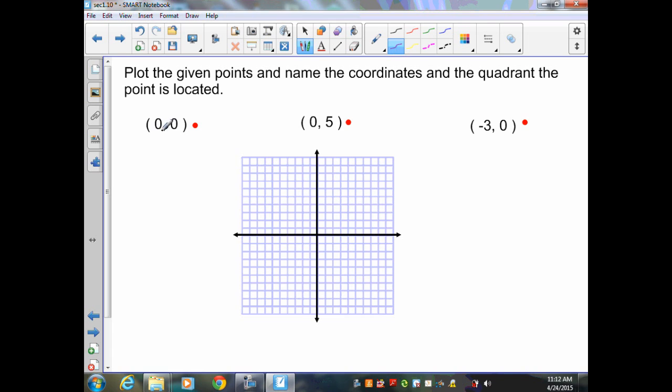My first example, I have 0, 0. This is my x-coordinate. This is my y-coordinate. And when I plot that, 0, 0 is going to be at the origin. I don't move any units to the left or right or up or down. That is my origin. Therefore, this isn't in a quadrant, it's on the origin.